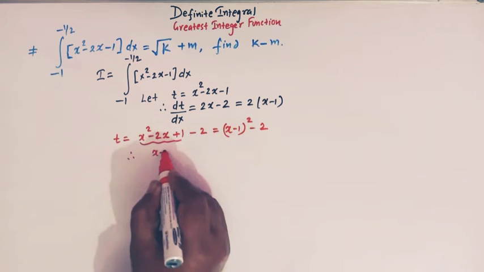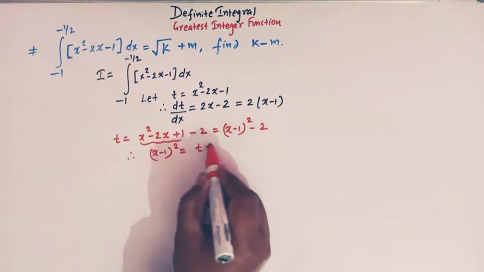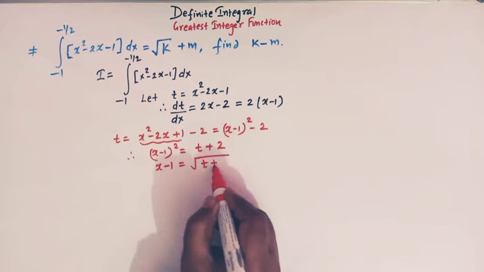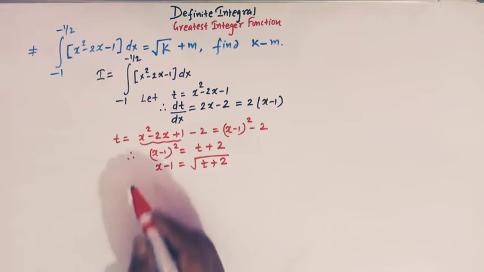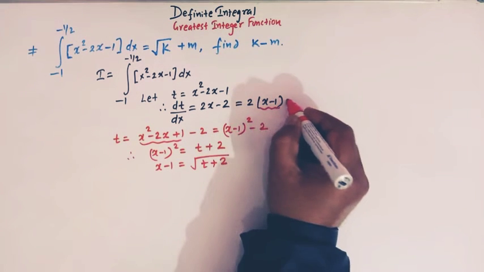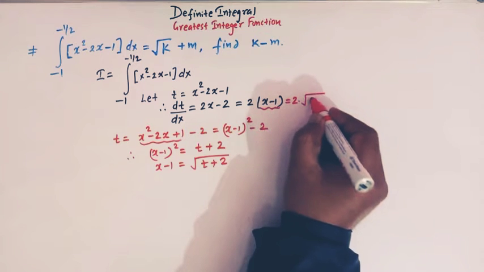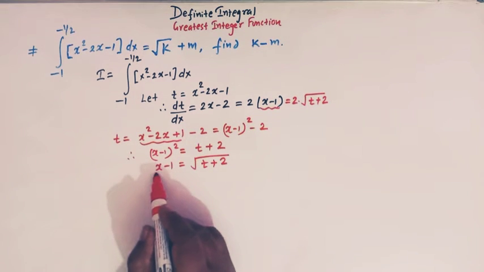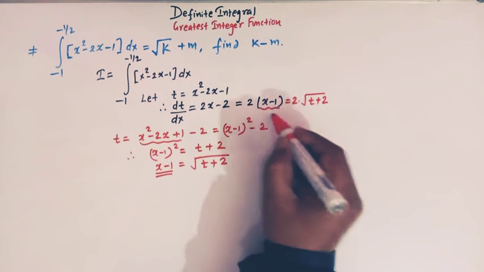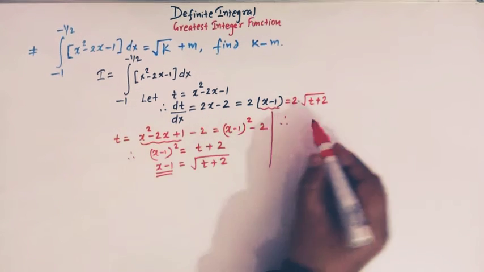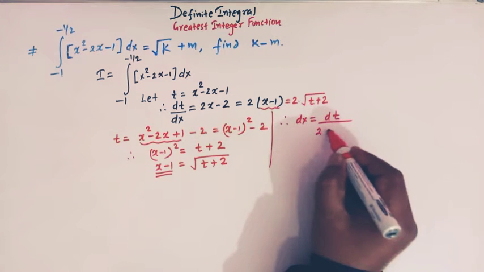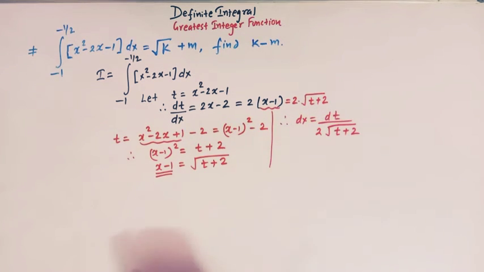Therefore x minus 1 square is equal to t plus 2, and x minus 1 can be taken as square root of t plus 2. So dt over dx is 2 times square root of t plus 2, because x minus 1 is equal to square root of t plus 2. Therefore we can write dx as dt over 2 times square root of t plus 2.